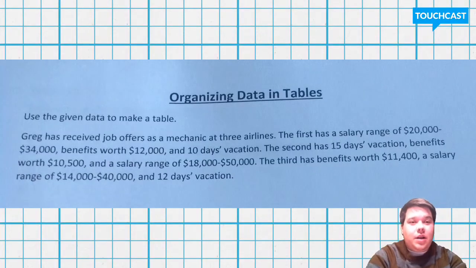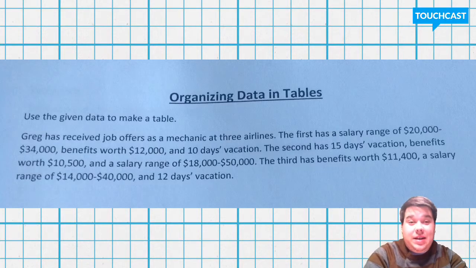Alright, class, there is one thing we need to know before we start our first example, and that's what a table is. A table is just one way we can organize data so we can understand the meaning and recognize any relationships that are happening in the data. Now let's look at our first example, organizing data in tables.